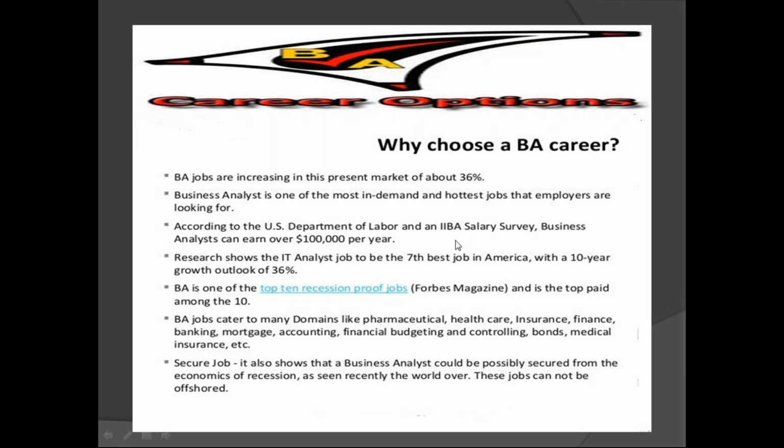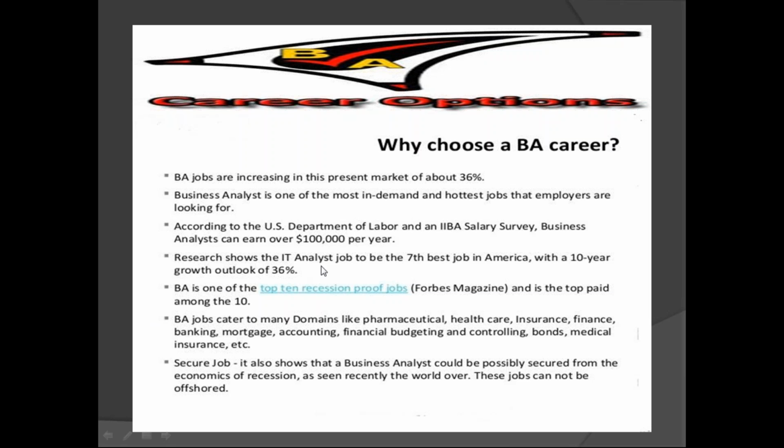According to the US Department of Labor and an IIBA salary survey, business analysts can earn over $1 lakh per year. IIBA stands for International Institute of Business Analysis. So you know about IIBA, right? The US Department of Labor and IIBA jointly conducted a survey and revealed that in the US, a BA is earning on average $1 lakh per year.